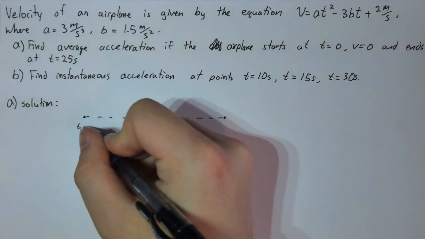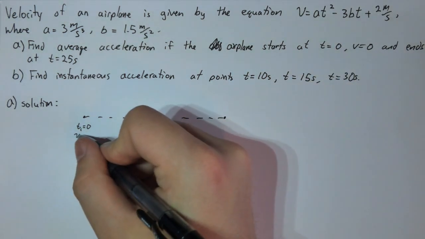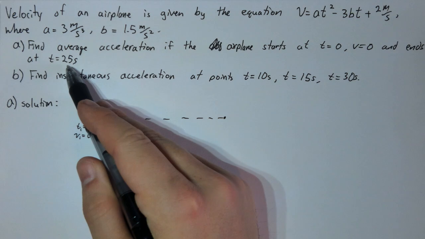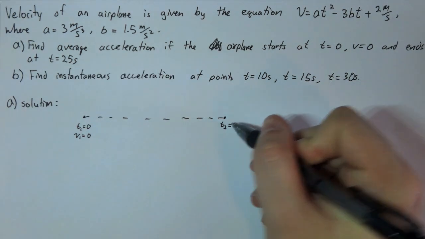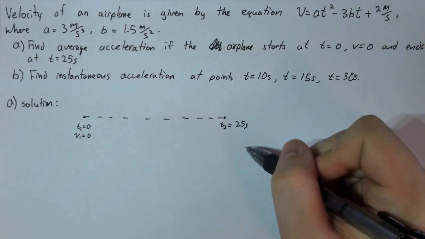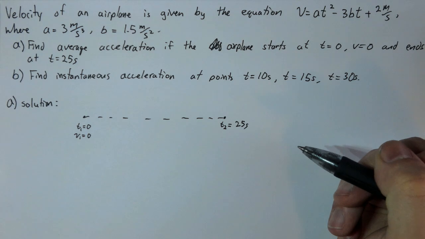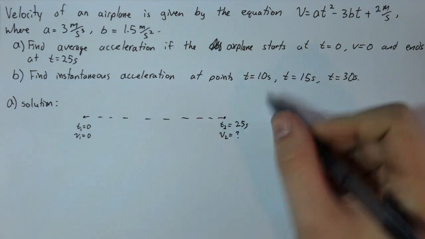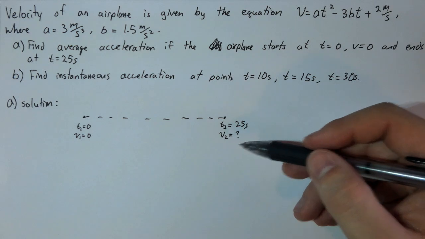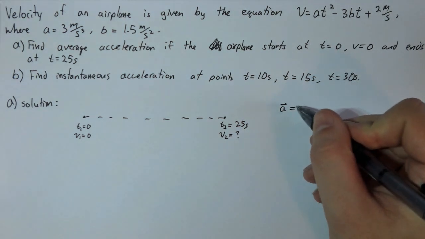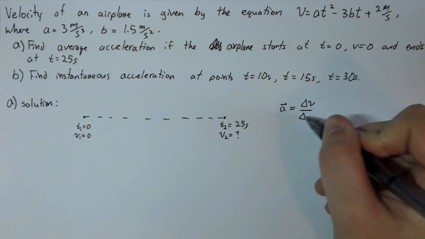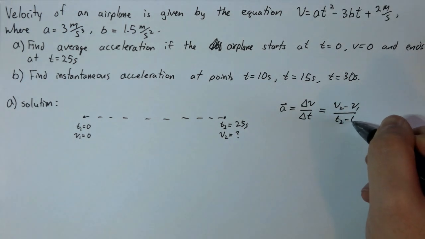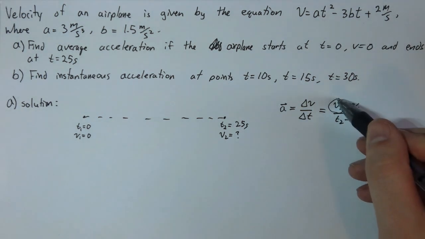So we start at t1 equals 0, and v1 will be 0. Then we end at t equals 25 seconds. So t2 will be 25 seconds. And we don't know the velocity. So that's the first thing. In order to find the velocity at t2, we can use this equation. But we need this velocity because our average acceleration is our change in velocity with time, which is v2 minus v1 over t2 minus t1. So we need to solve for this.